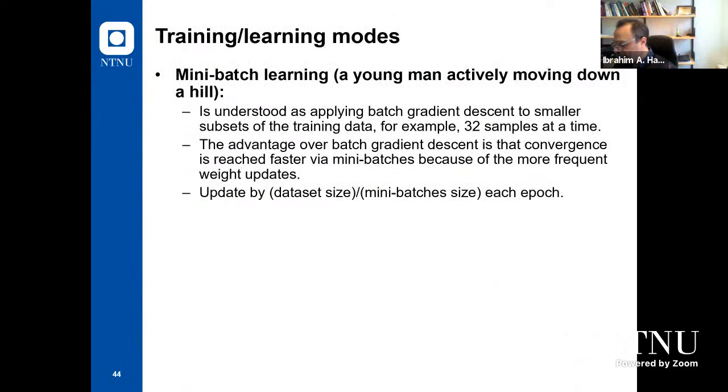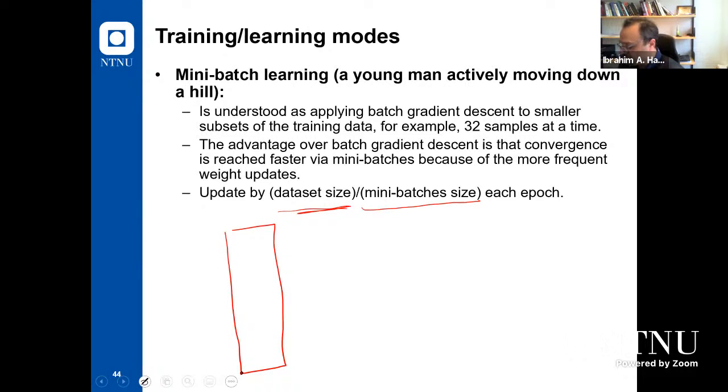Yes, mini batch gradient is like a young man moving down a hill. It's a trade-off between the two options, stochastic gradient descent and batch gradient descent. The number of mini batches will be the data size divided by the mini batch size. No, this is the number of updates, in fact. So I have my data points. We have one block, and you can divide this block into small blocks, mini batches, right? And we will train the model.